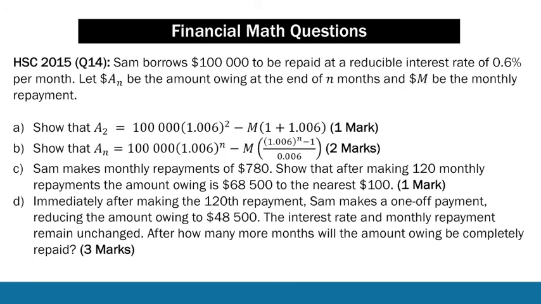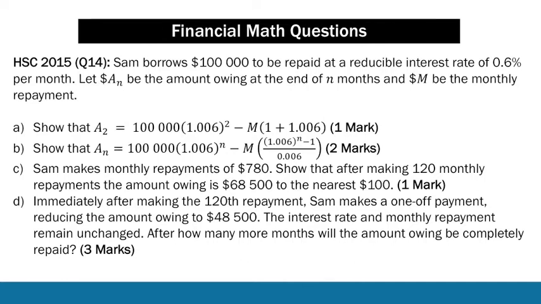So the question we're looking at today is from the 2015 HSC. It's a 7-mark question, probably the most marks that's been assigned to one of this type of question for a while, which is why I've picked it to look at. So we have a situation where Sam borrows $100,000 to be repaid at a reducible interest rate of 0.6% per month. We're letting AN be the amount owing after n months, and M is the monthly repayment. We don't know that just yet.